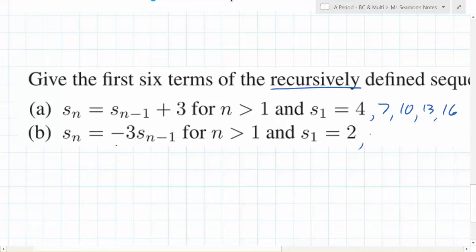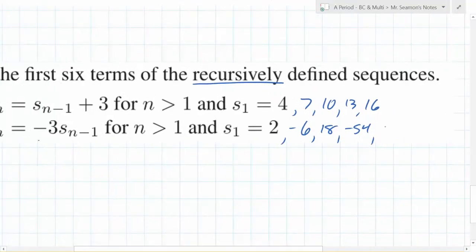What's this going to be? Negative 6, and then what? Not negative 18, I wrote that improperly. 18, and then to get bigger, what is it? Negative 54, and then what? It gets a little bigger.